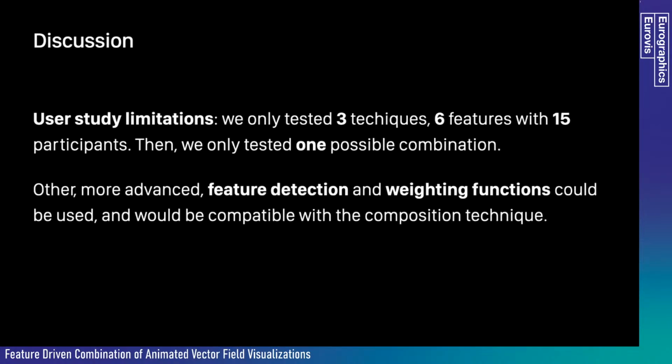Our approach presents several limitations. For example, in the first user study, we only tested 3 techniques, 6 features, and 15 participants. Then, when we tested the combination, we only tested 1 possible combination for the techniques and features. So, as future work, we plan to compare more visualizations, data, and tasks. Also, we used a simple detection and weighting function, but other, more advanced functions could be used, and would also be compatible with the composition technique.